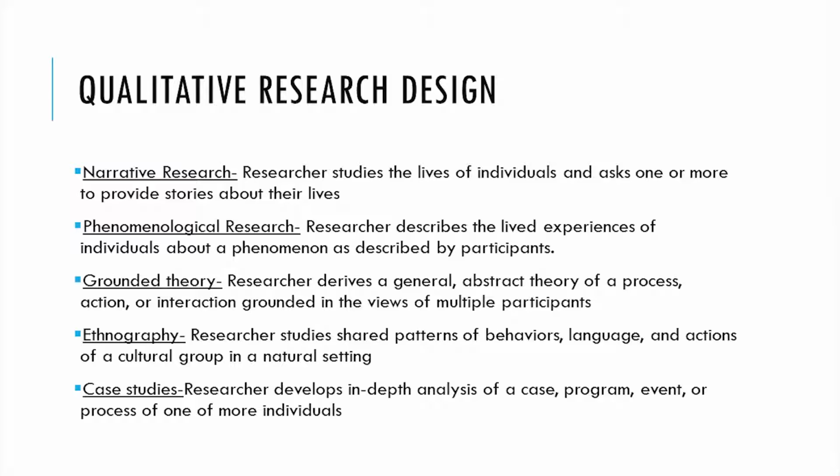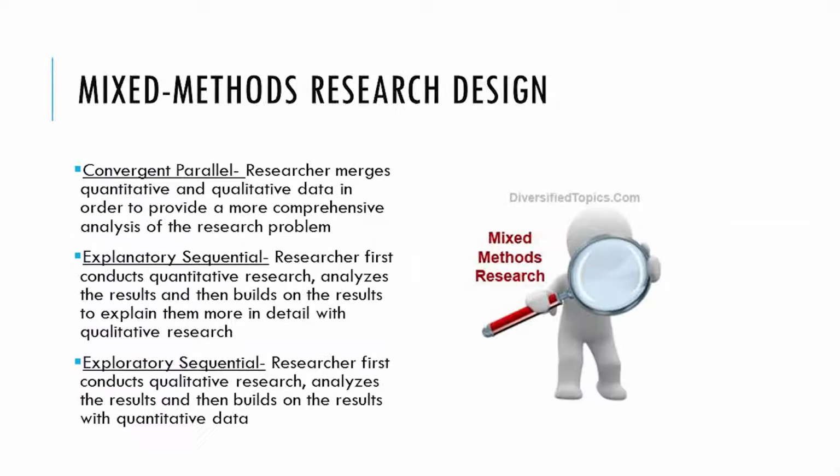A grounded theory approach derives a general theory of a process that comes from multiple perspectives of the participants. Ethnography is used when the researcher just really wants to understand patterns of behavior among a group of participants or even among a culture. And lastly, and the most commonly used qualitative method is case study. That's probably the one that you're most familiar with. These are designed to allow the researcher to have an in-depth analysis of an event or a process of one or more individuals.